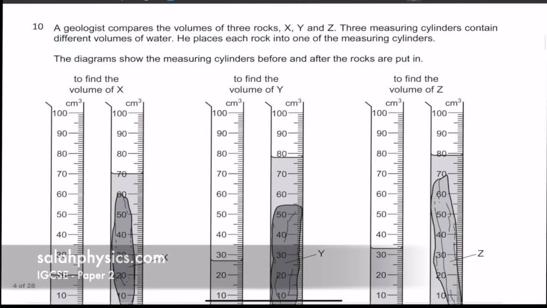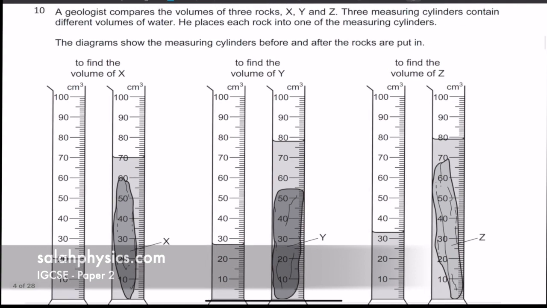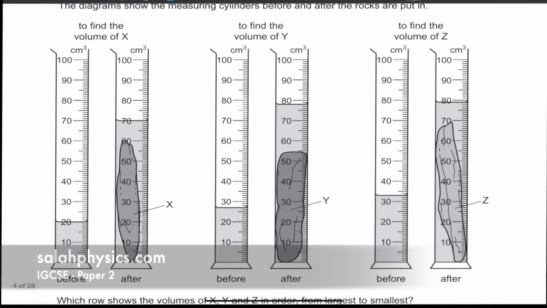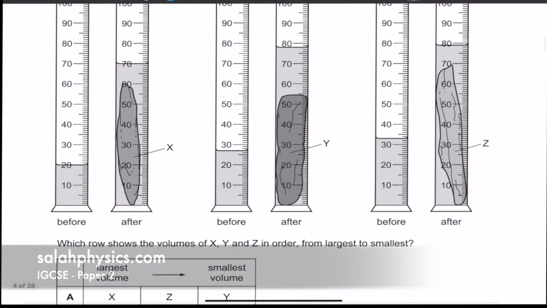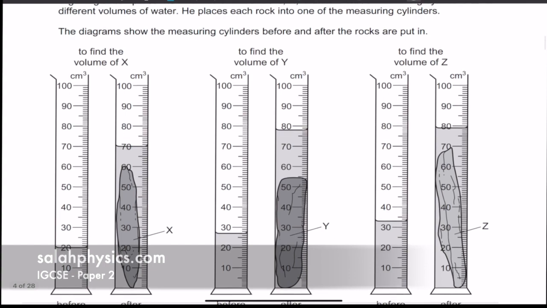In question 10, a geologist compares the volume of 3 rocks, X, Y, and Z. 3 measuring cylinders contain different volumes of water. He places each rock into one of the measuring cylinders. The diagrams show the measuring cylinders before and after the rocks are put in. So before it was 20, then when I drop it, it went up to 70 and so on for the rest. The question is, which row shows the volume of X, Y, Z in order from the largest to smallest? Let's take the reading directly here.